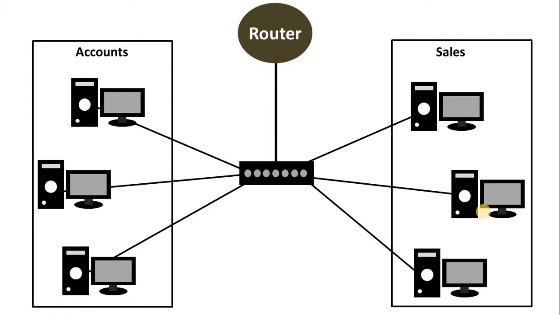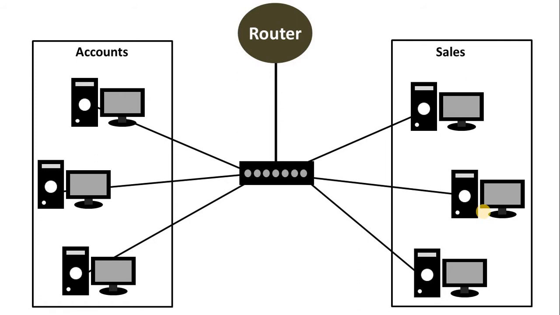But the local data will still be kept secret. The local data of the sales department will never be accessed by the accounts department, and the same for the accounts department's local data, which will never be accessed by the sales department. But certain data which needs to be communicated by both departments, they can do that by using the internet facility, and for that we need to connect a router to the particular switch.